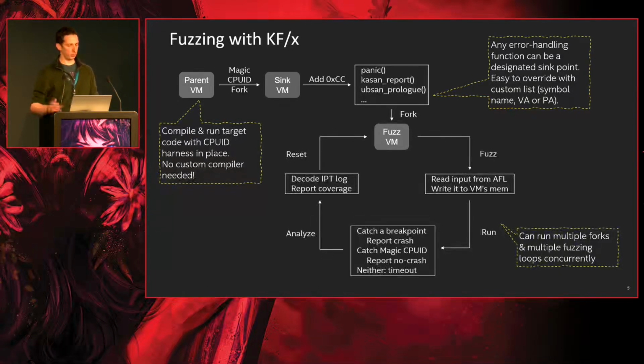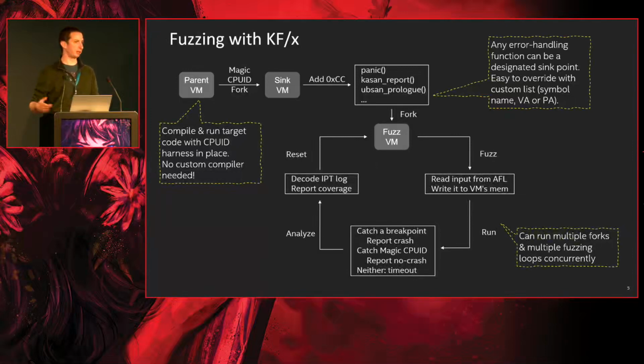You run your code. The first magic CPUID hits. The system knows that this is where the code starts, where you want to do your snapshot and start forking. You create a VM that we call the sync VM. In this one, you locate in memory where the interesting functions are that you want to be notified about when the fuzzer hits them, such as kernel panics, or things like address sanitizer and undefined behavior sanitizer. If those functions get called, that's due to some bug being detected. You want to save those. So we add a breakpoint into those locations, and those breakpoints act as the crash that AFL will record. From that, we create another VM called the fuzz VM.